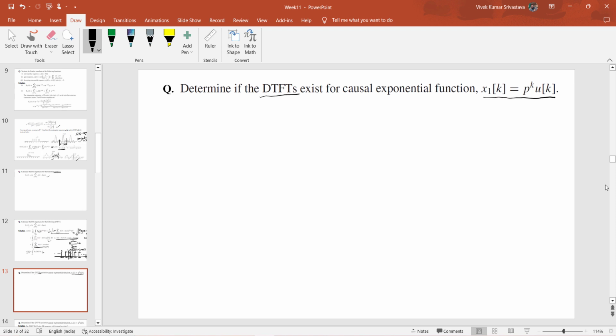Okay, so from the... Sir, yes sir, generally causal function means if u of k is there, then we can say it is causal, right? Yes, u of k is right-hand sided. Yes, because u of k is defined for all positive values of k. Yes, so okay, it is causal. Okay, okay, sir.